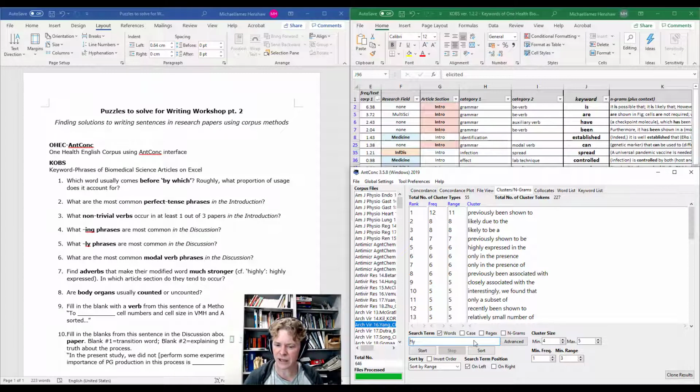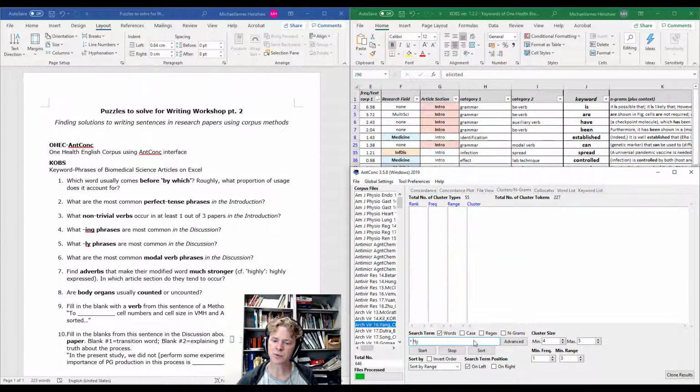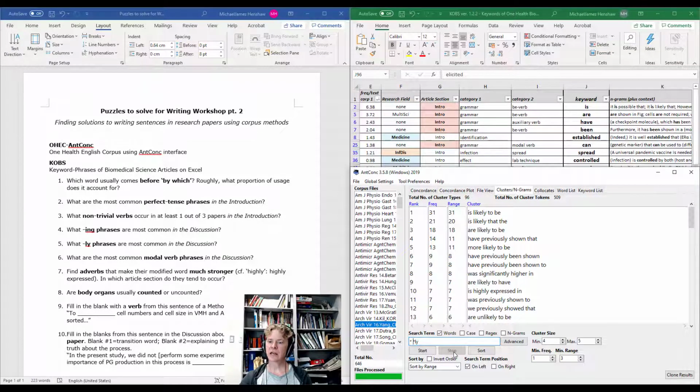I wonder if we get anything interesting if we do this one. Is likely to be, or likely really comes up. Oh my goodness. Have previously shown. More likely to be. This is, wow. The top 5 are all likely phrases. Previously are likely to have. Wow. If you're not using likely in your discussion, maybe you want to start.